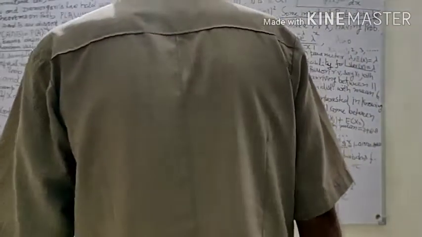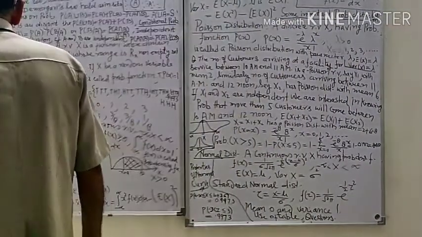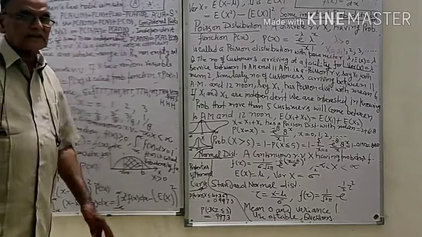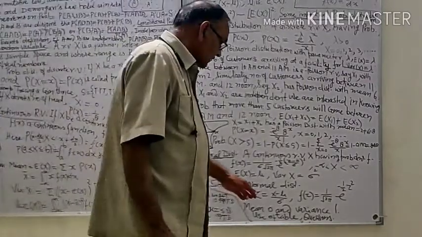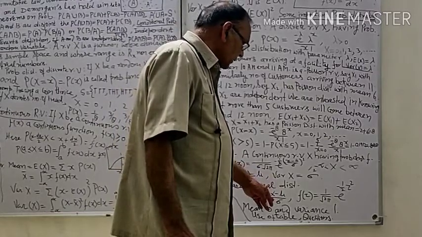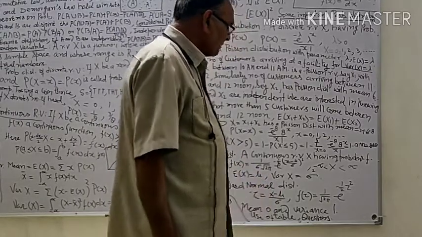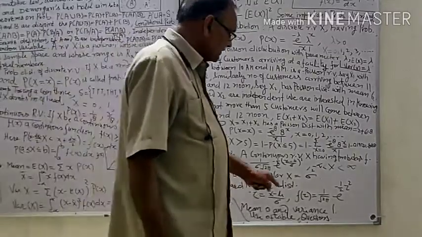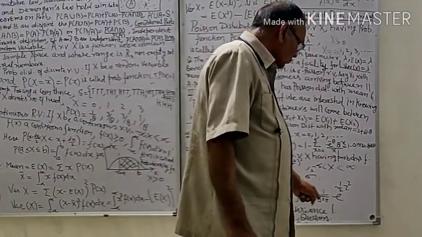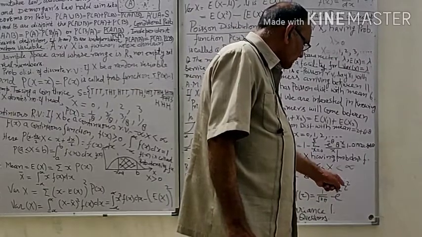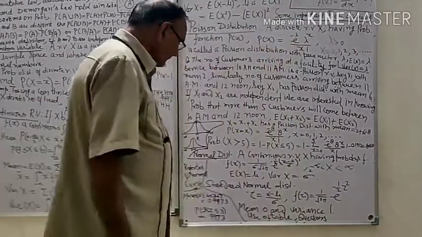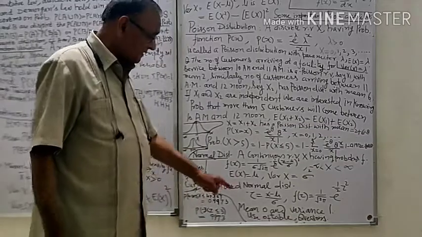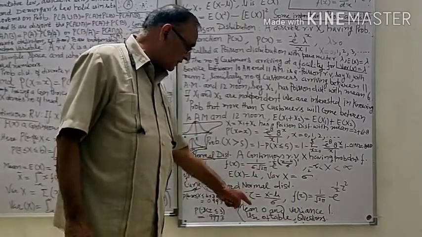Now another form of this normal probability distribution is also there, which is known as the standard normal probability distribution. This standard normal probability distribution is obtained by making the transformation z is equal to x minus mu by sigma, and then the probability density function for this distribution is 1 over root 2 pi, e raised to the power minus half z square, and the mean of this distribution is 0 and variance is 1.